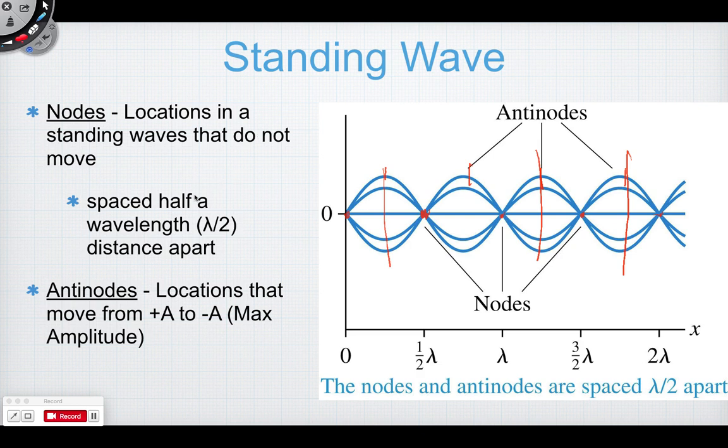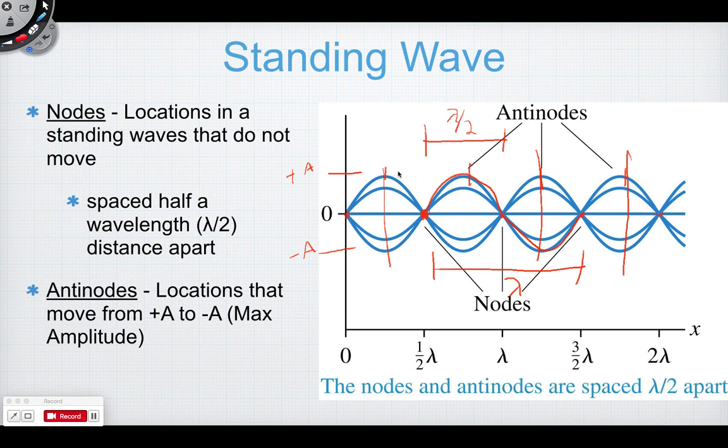Nodes are places where things don't move. Antinodes go back and forth from some kind of positive amplitude to some kind of negative amplitude. So the nodes are spaced exactly a half of a wavelength apart. Because if I start here and I go up, and then I go down, one complete cycle is one complete up and one complete down. And again, if that's one full wavelength here, then this has to be one half of a wavelength here.